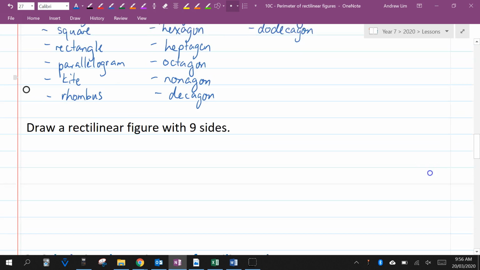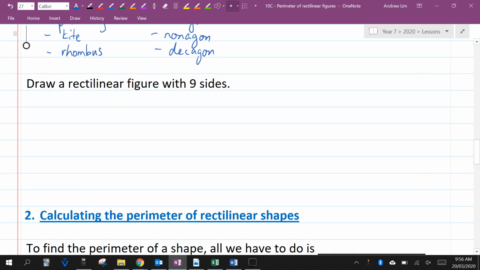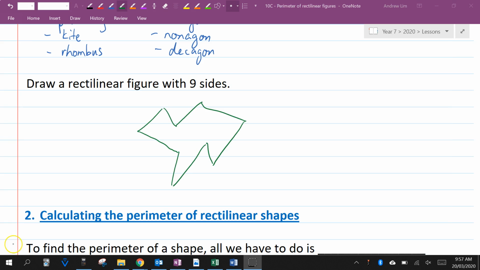Okay, now I want you to pause the video again. Draw a rectilinear figure with 9 sides. Okay, so here is one that I prepared. Yours might be different. It doesn't really matter as long as all the sides are straight, and there are 9 sides. So 1, 2, 3, 4, 5, 6, 7, 8, 9. 9 sides, so it's all good.